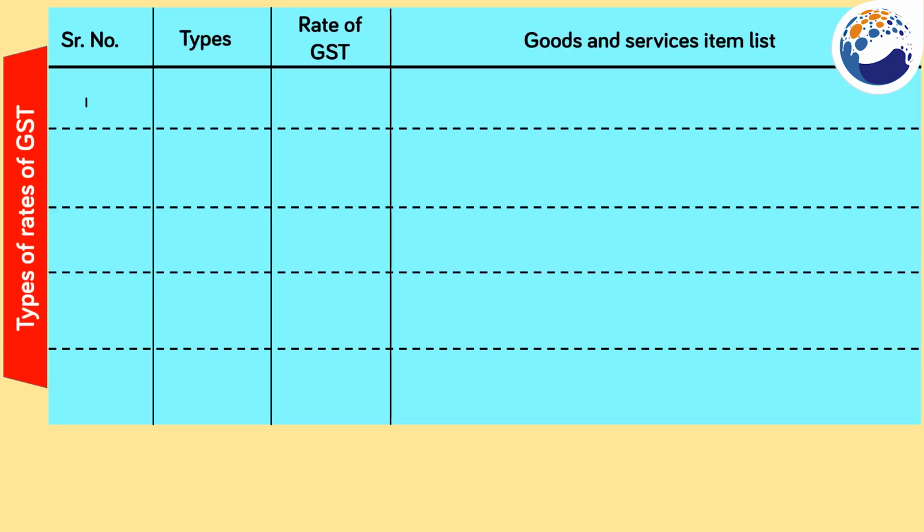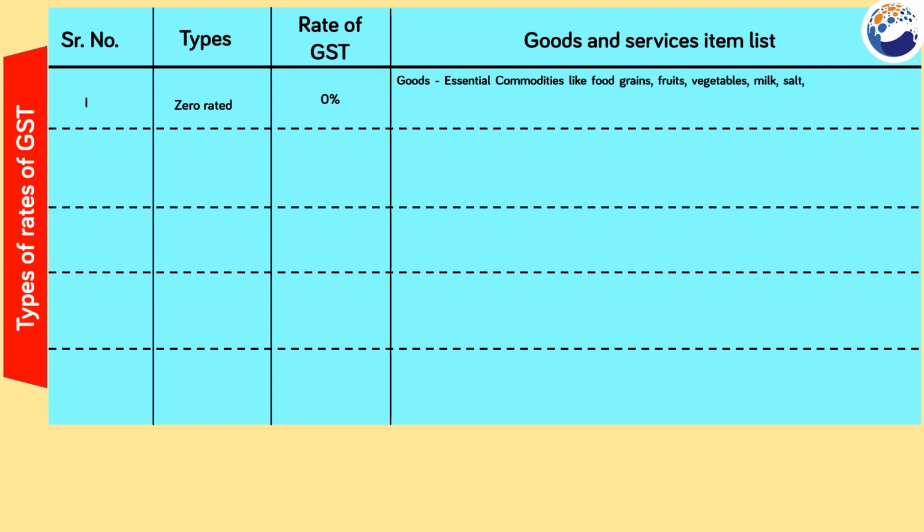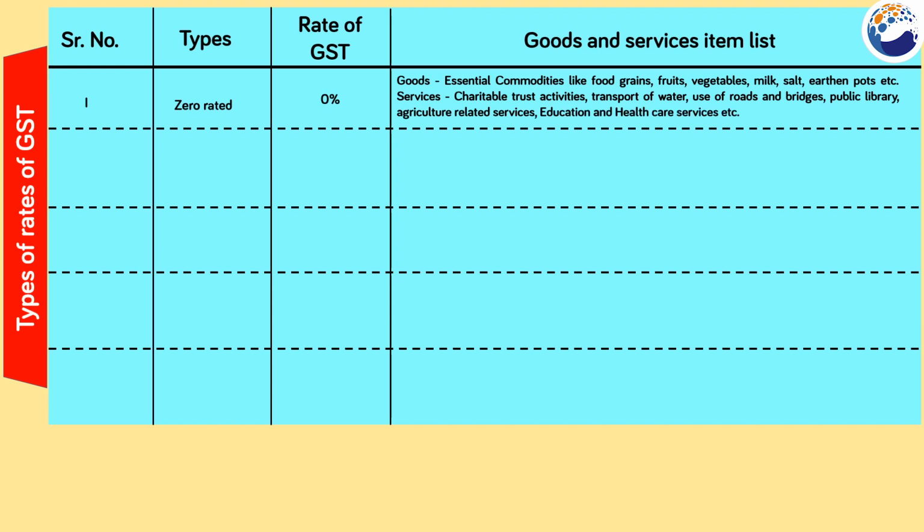1. Zero rated. In this category, the rate of GST is 0%. It is applicable on essential goods like food grains, fruits, vegetables, milk, soil, earthen pots, etc. And services like charitable trust activities, transport of water, use of roads and bridges, public library, agriculture-related services, education and healthcare services, etc.